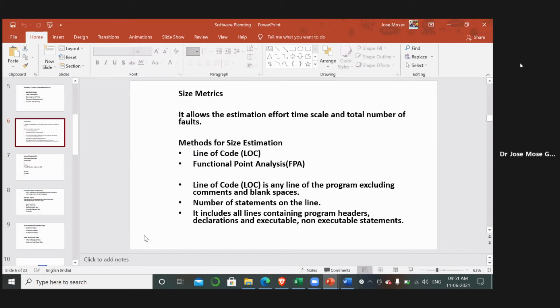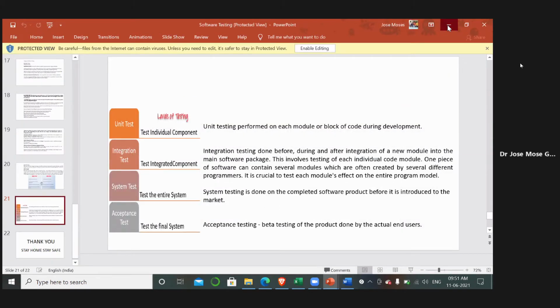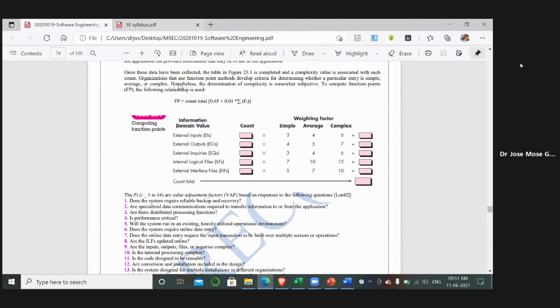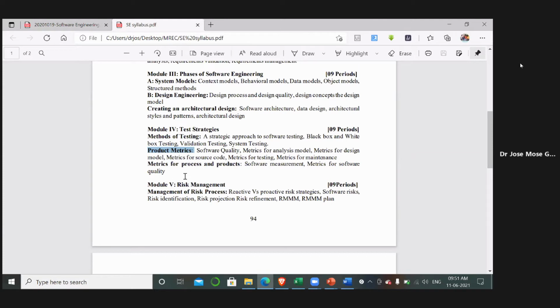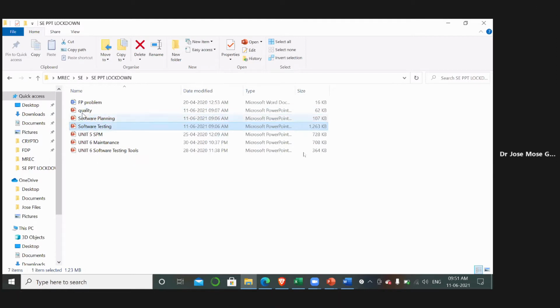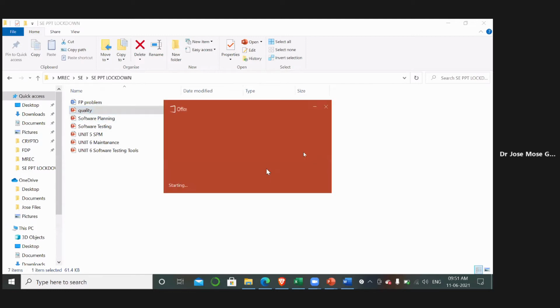So these are the two main problems that we have discussed with reference to testing and quality. That's all about unit 4 that we have discussed, and I have already shared notes with you on the different types of testing we have, and the FP problem also.